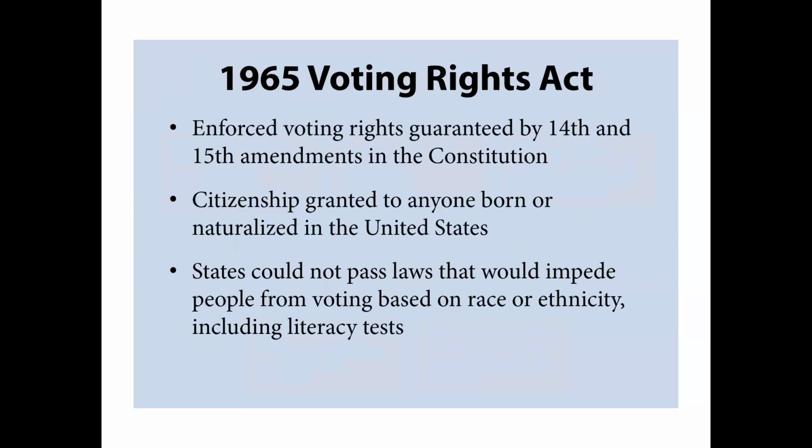When we look into some more modern voting rights acts, the next biggest one was the 1965 Voting Rights Act. This was also very big for helping to ensure voting rights for all Americans, especially Hispanic Americans, who were very much impacted by this. Because this finally was trying to enforce the voting rights guaranteed by the 14th and 15th Amendments, that anyone that was born or naturalized in the United States had the right to vote. And therefore, states could not pass laws that would impede people from voting based on their race or ethnicity, including literacy tests, poll tax, all these other things that could be done. Those could not be done in any way to impede that.